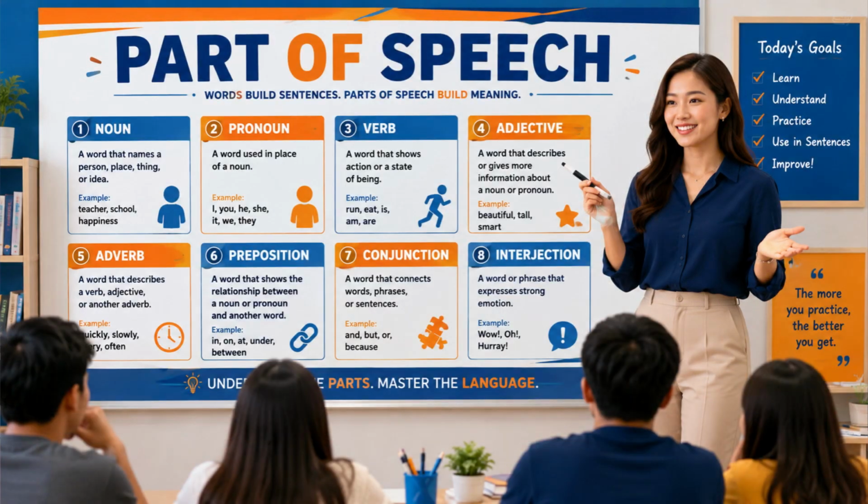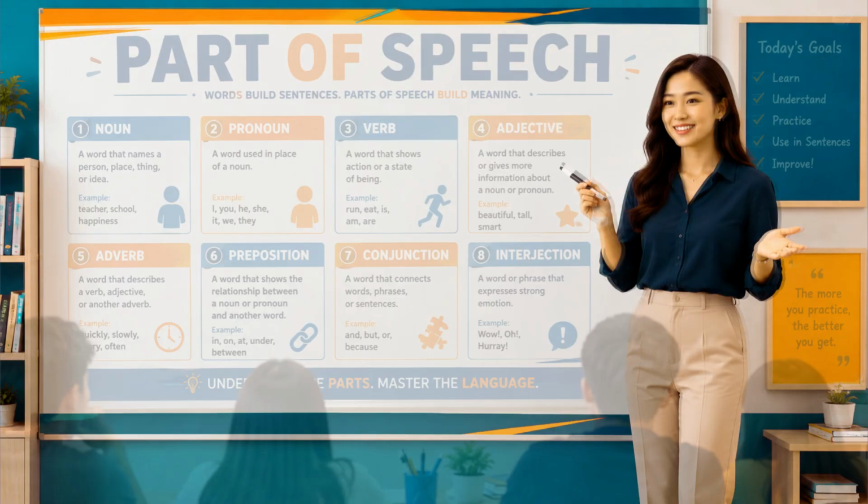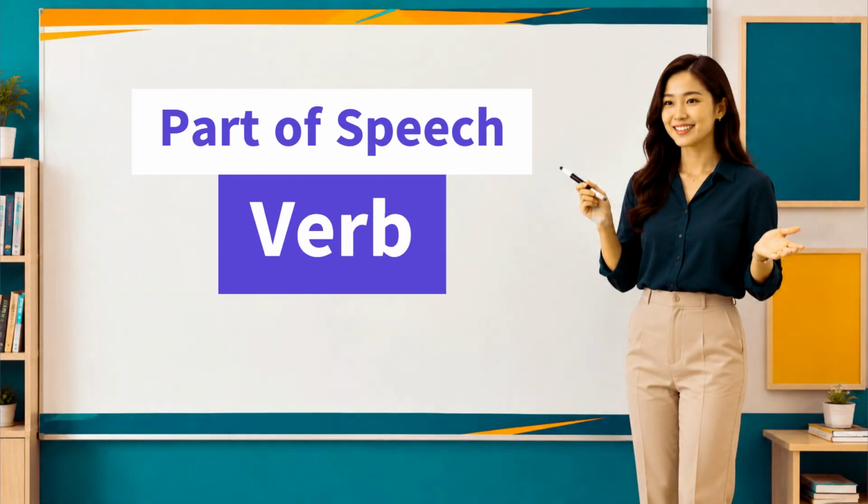Hi, students! Today we are going to learn one of the most important parts of English grammar, the verb. A verb is a word that shows an action, a condition, or a state of being. Every complete sentence in English usually needs a verb because the verb tells us what the subject does, what happens, or what the subject is. Without verbs, we cannot express actions, feelings, thoughts, or situations clearly.